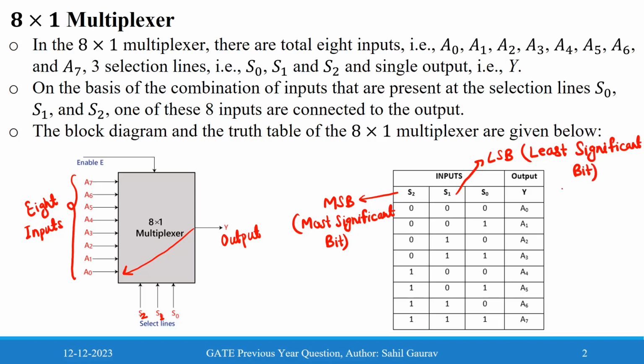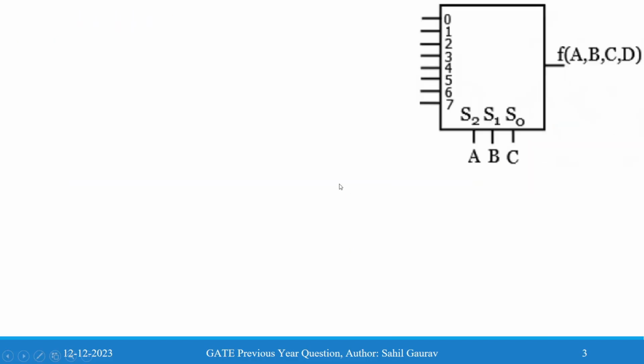So this is about the 8x1 multiplexer. Now let us see what the problem says. Now let us solve the problem. Here we have to implement this function using an 8x1 multiplexer. The function is given as max terms of the function, so we first have to convert it into min terms.